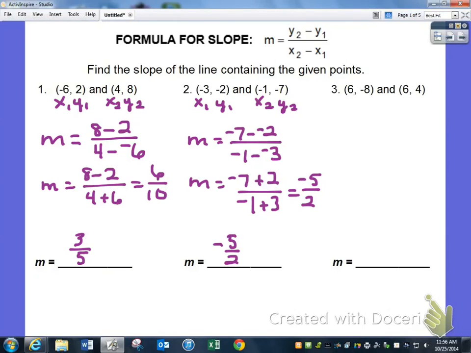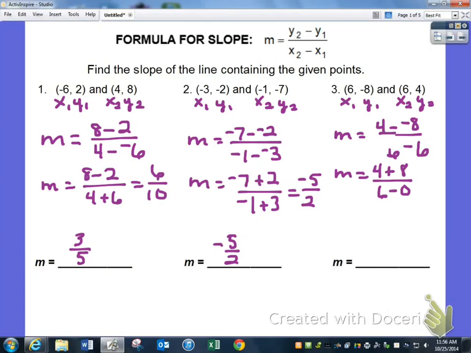Okay, let's look at number 3. You have your x1 and y1 and your x2 and y2. So our slope would be 4 minus -8, another double negative, over 6 minus 6. Okay, so really this is 4 plus 8 over 6 minus 6.